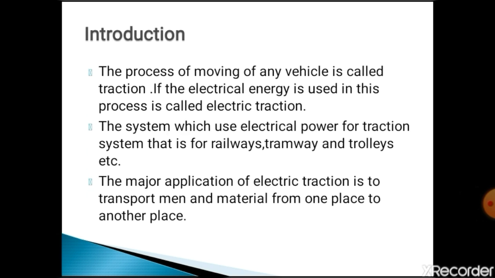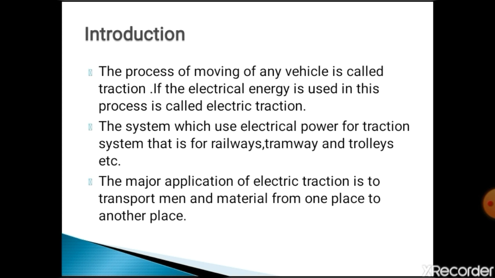Introduction. The process of moving of any vehicle is called traction. If electrical energy is used in this process, it is called electric traction. The system which uses electrical power for traction is used for railways, tramways, trolleys, etc. The major application of electric traction is to transport men and material from one place to another.